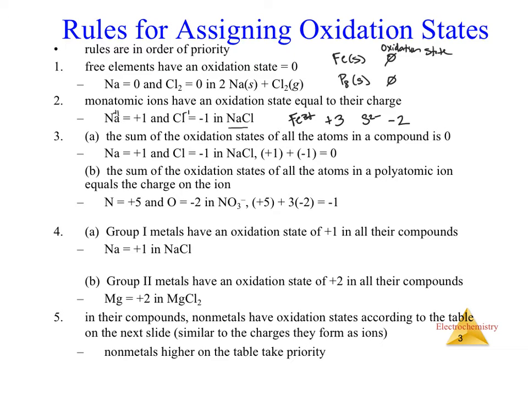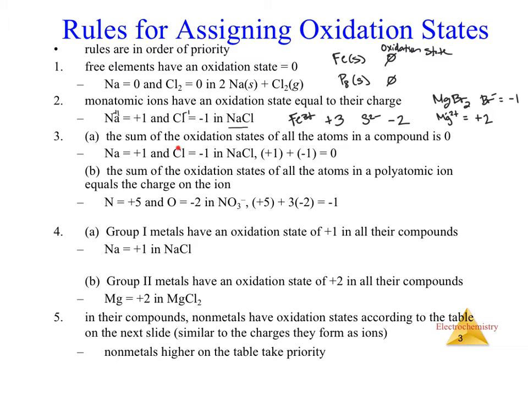If I have MgBr2, well, I know this is an ionic compound, a metal and a nonmetal. So magnesium is a 2+ ion, which therefore has an oxidation state the same as its charge, which is +2. Bromide is a monatomic anion, oxidation state -1, same as its charge.